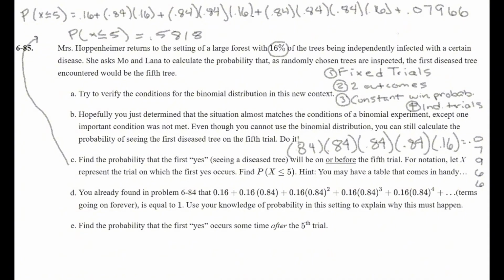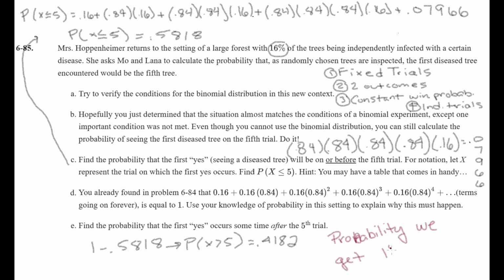0.5918. Okay? And then for letter E, it says find the probability that the first yes comes after the 5th trial. So I just take 1 minus my 0.5818. Remember, this time is called a geometric setting. It's when I don't have the number of trials, and my probability is when I get my first success.